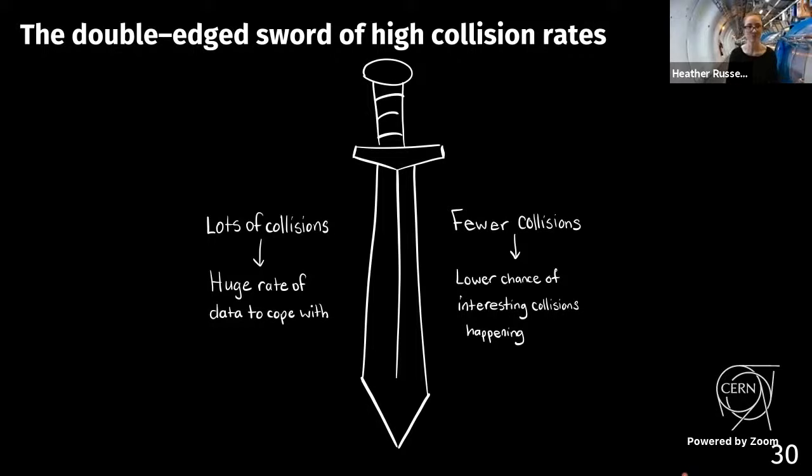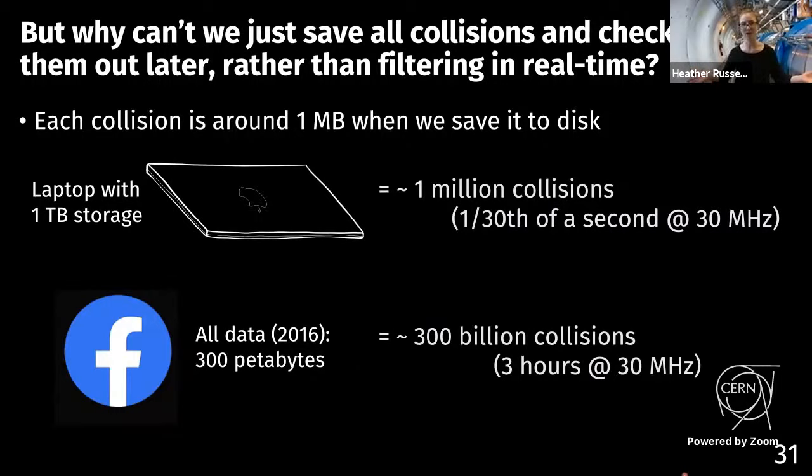Or maybe you weren't thinking, okay, just take fewer collisions. You're saying, well, there's lots of them. Why don't you just take them all? Rather than, say, filtering in real time and trying to figure out which 1500 are best, save them all, deal with it later. So each collision itself is about 1 megabyte when we save it to disk.